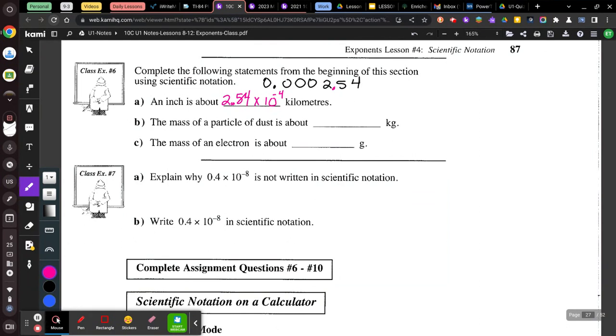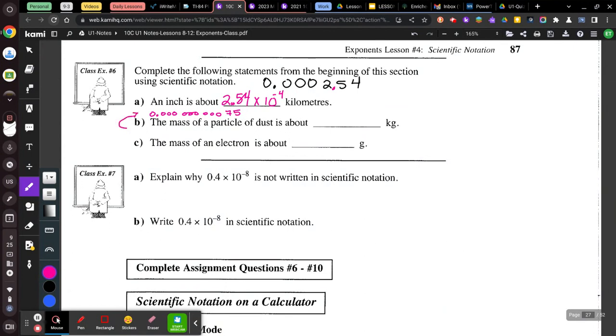Okay. It says the mass of a particle of dust is about how many kilograms? Well, we had a number with 0.9, so this is the number we have. 0.123, 1, 2, 3, 1, 2, 3, and then the number 75. So that's our original number. That's our particle of dust.